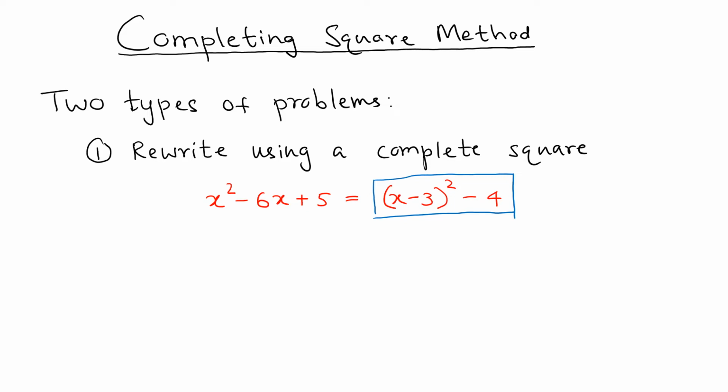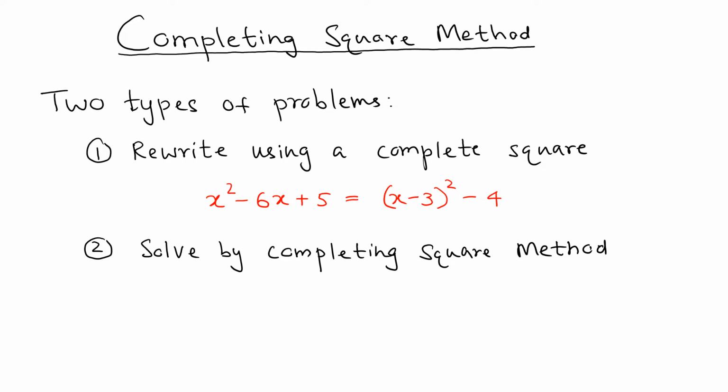So then the second type, solve by completing a square method. That's a different type of problem. So it says that solve by completing square method. So that means we're going to do problems like this. So let's say we have x squared minus 6x plus 5 equals 0. Now this is an equation.